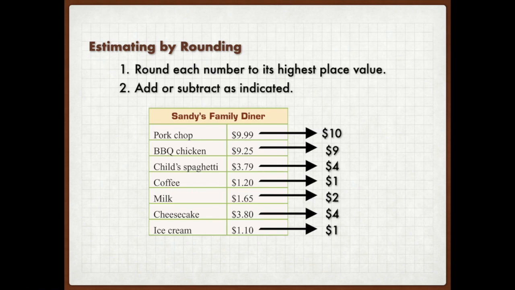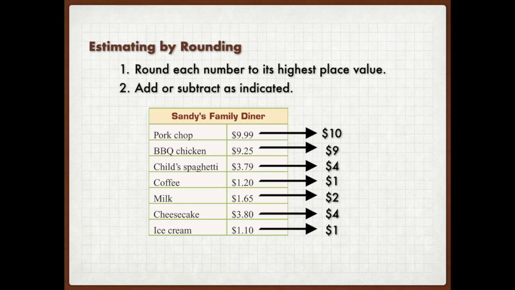But I rounded. Okay, let's be a little more exact with the child's spaghetti. Now, I'm not going to the highest place. If I was, I'd focus on the 3, underline the 3, circle the 7, round that up to 4. But now I'm going to focus on the 7. I'd underline the 7, circle the 9. So if I want it to be more exact, I'm going to round that 7 up to an 8.